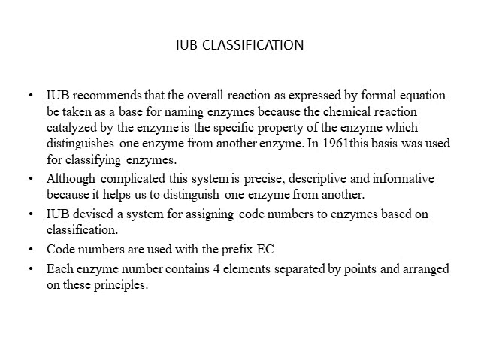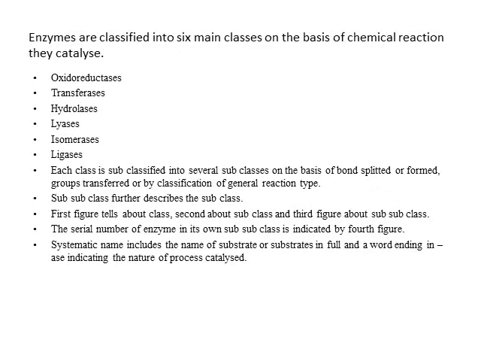IUB devised a system for assigning code numbers to enzymes based on classification. Code numbers are used with the prefix EC. Each enzyme number contains 4 elements separated by points, and they are arranged on these principles.